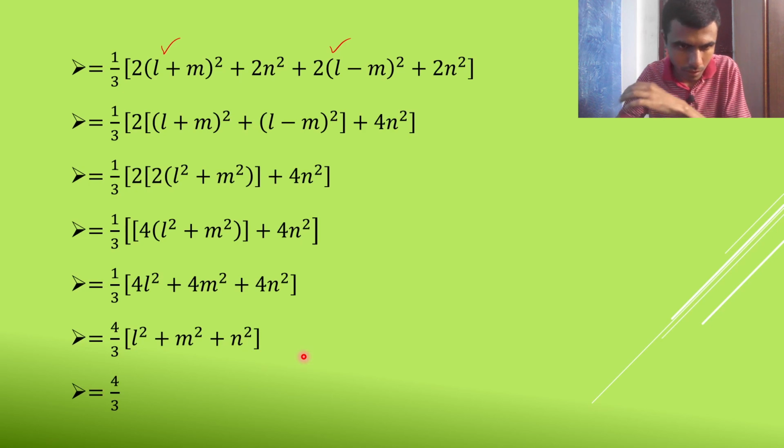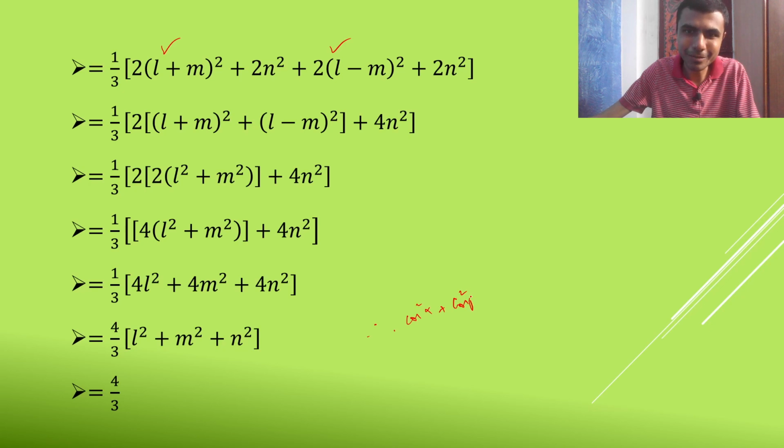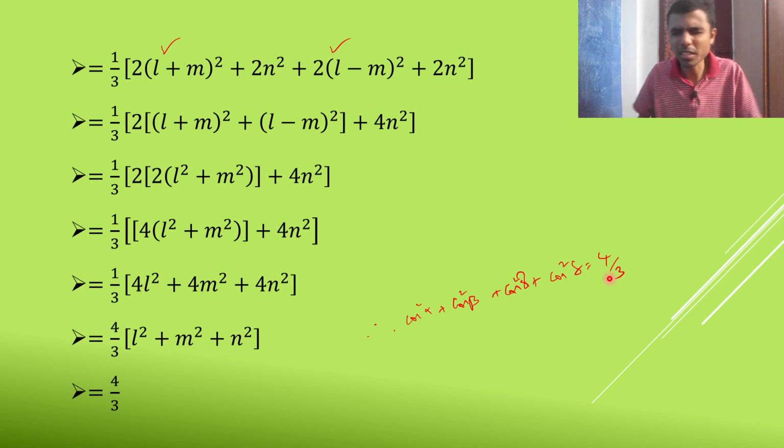So that's it. In the end you can just write therefore cos square alpha plus cos square beta plus cos square gamma plus cos square delta is nothing but 4 by 3. Hooray! We got it. It feels nice, right?